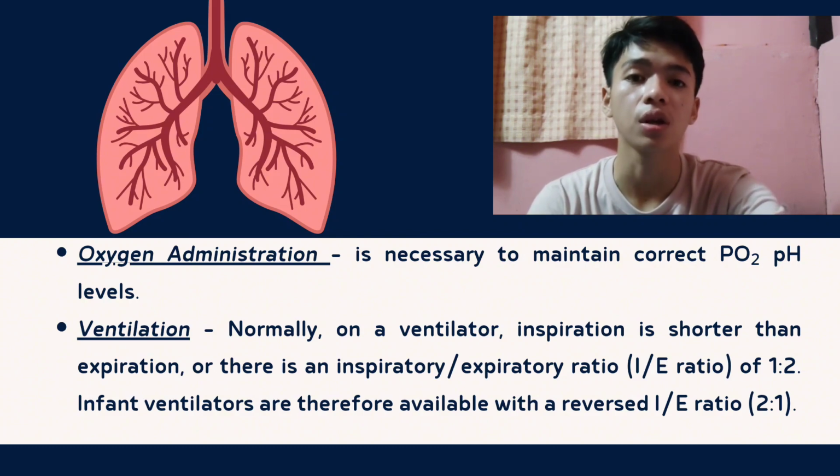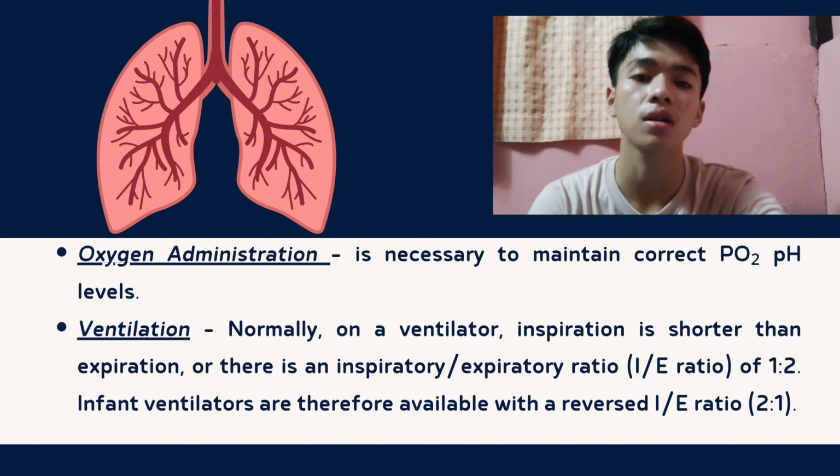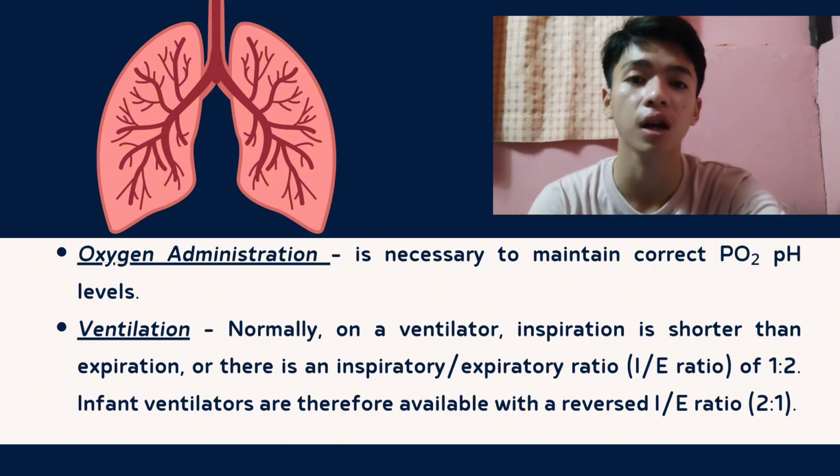Third is ventilation. Normally, on a ventilator, inspiration is shorter than expiration, or there is an inspiratory-expiratory ratio of 1:2. It is difficult to deliver enough oxygen to stiff, non-compliant lungs in this usual ratio. However, without forcing the air into the lungs at such a high pressure and rapid rate that a pneumothorax becomes a constant concern, according to Snow and Brandon in 2007.